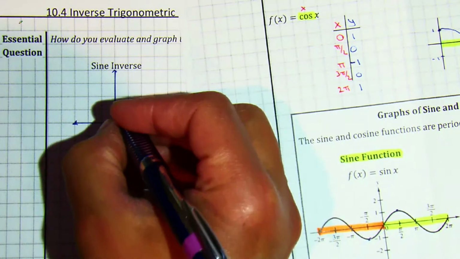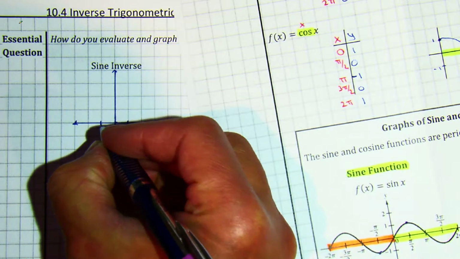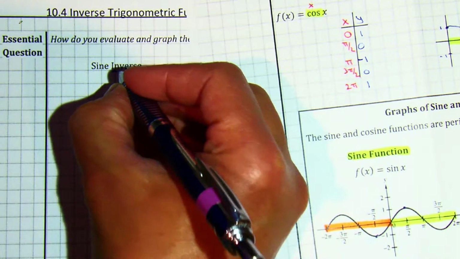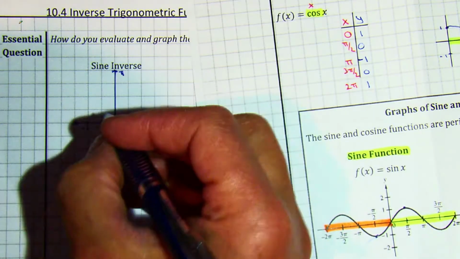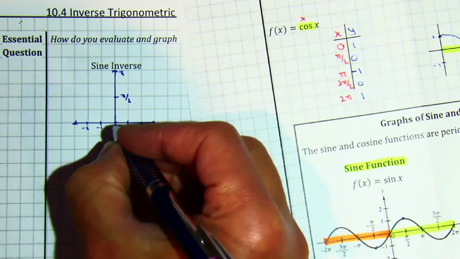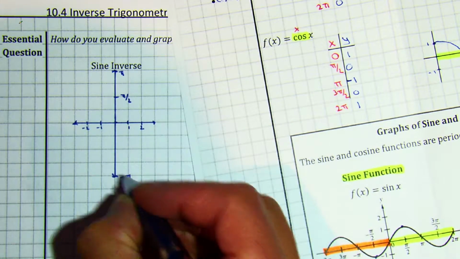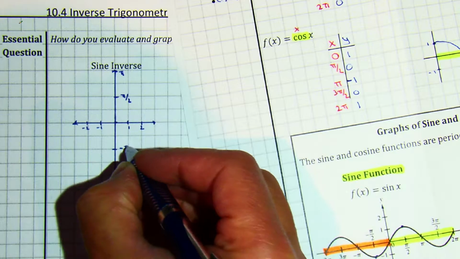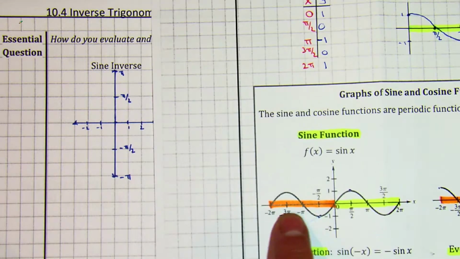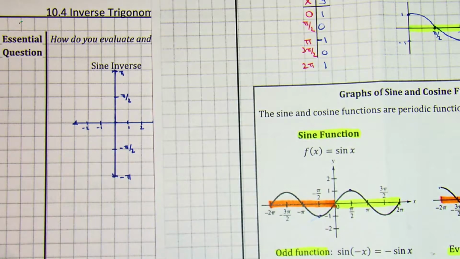So this will be 1, 2, negative 1, negative 2. And now 1, 2, 3, 4, that'll be pi. This will be pi over 2. This will be pi over 4. This will be negative pi. This will be negative pi over 2. Since we're taking the inverse, your x becomes your y, and your y becomes your x.